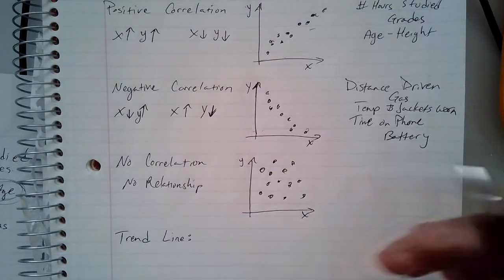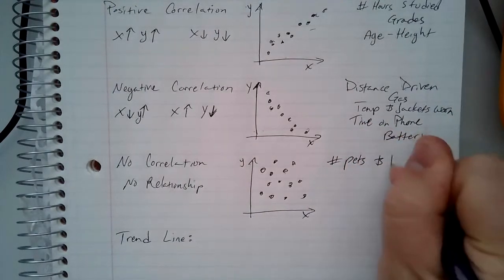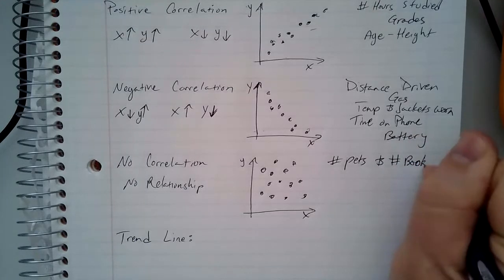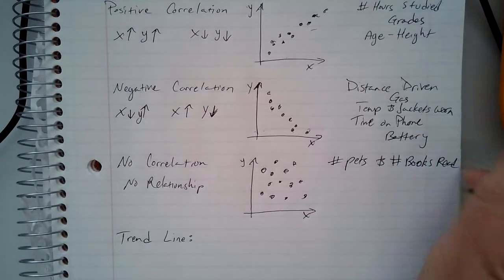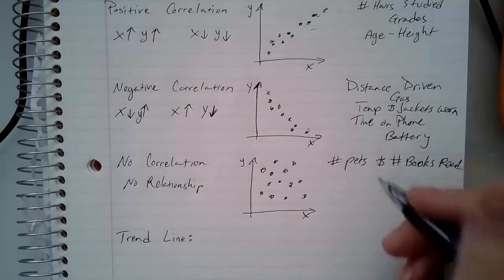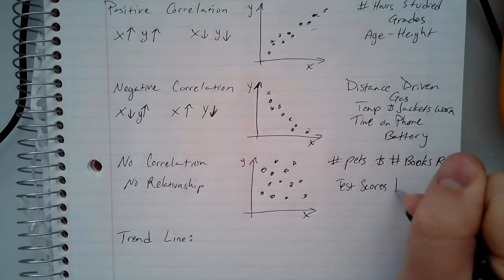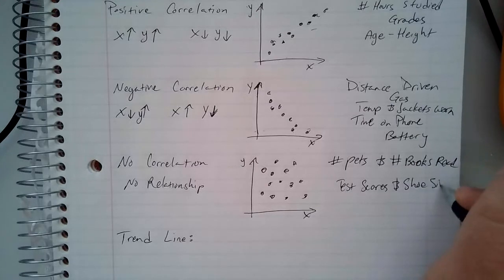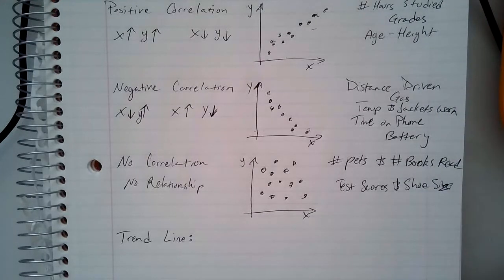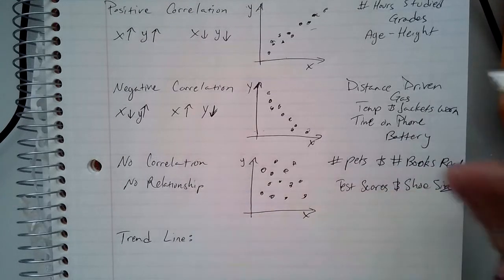It's just random. So, like number of pets and number of books read or something. I don't know, something totally not correlated. Okay. So just because you have a ton of pets doesn't mean you read a lot of books, and just because you have no pets doesn't mean you read a lot of books. What about test scores and shoe size? Right, shoe size. Those are not correlated either. It doesn't matter what your shoe size is for your test score. It doesn't mean the larger the shoe size, the higher the score.